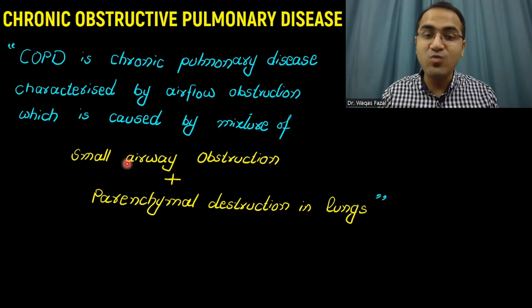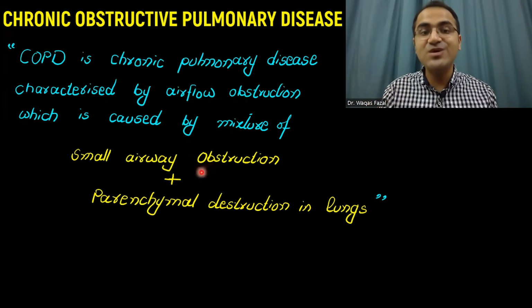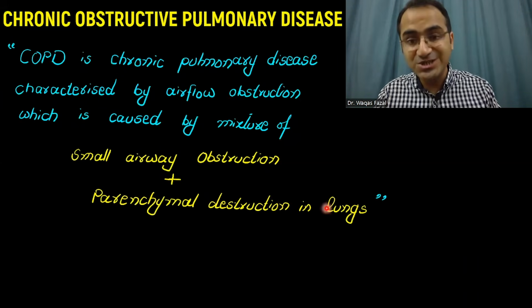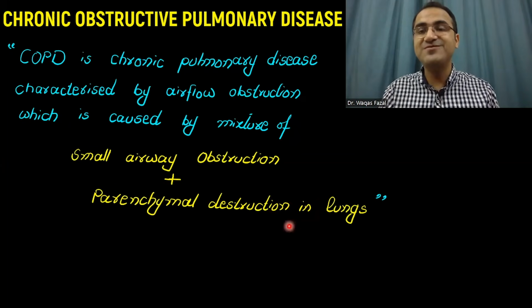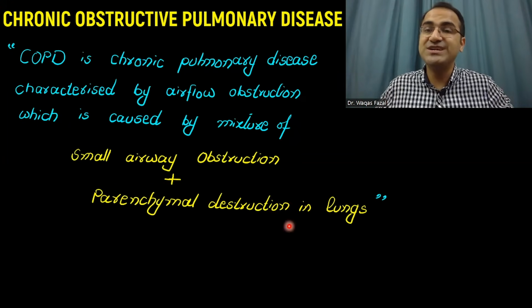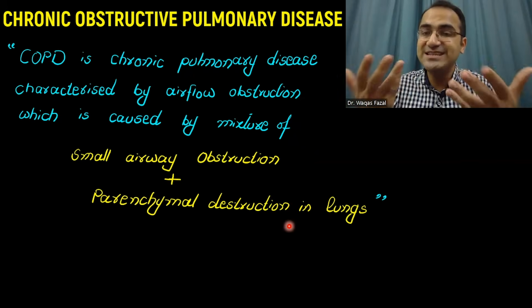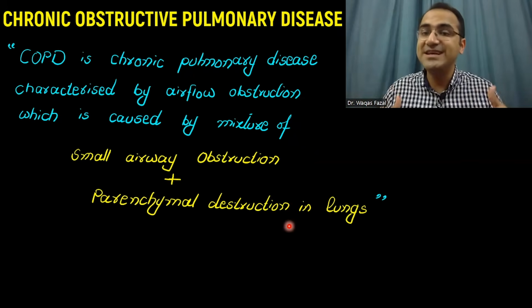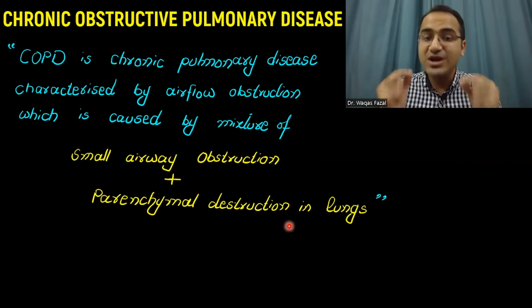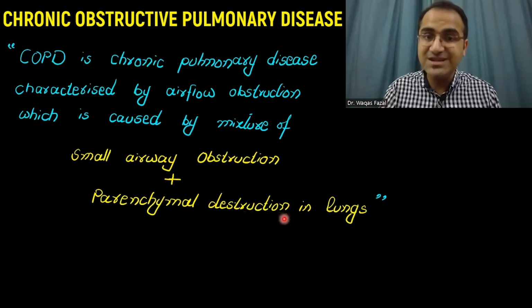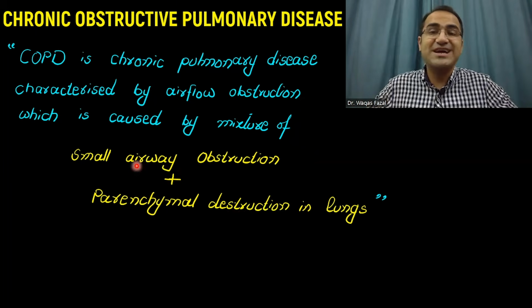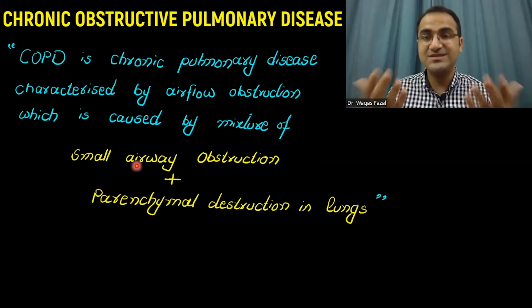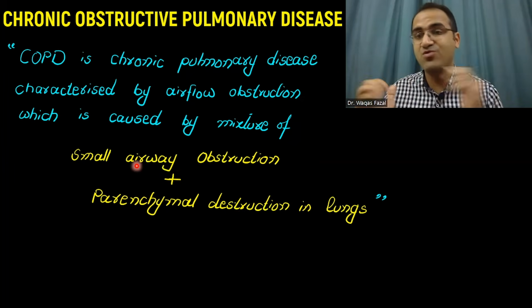by a mixture of small airway obstruction as well as parenchymal destruction in the lungs. Now remember that it is an obstructive disease. In obstructive diseases, the patient has difficulty in exhaling the air out of the lungs. Because there is parenchymal destruction in the lungs, the small airways are obstructed and a patient cannot exhale the air out. That is called chronic obstructive pulmonary disease.